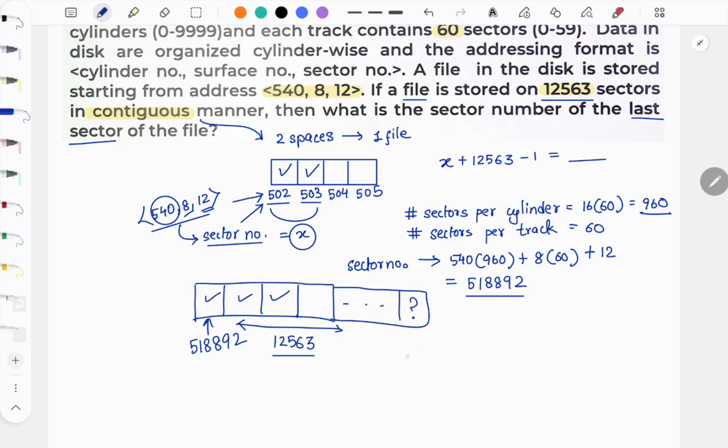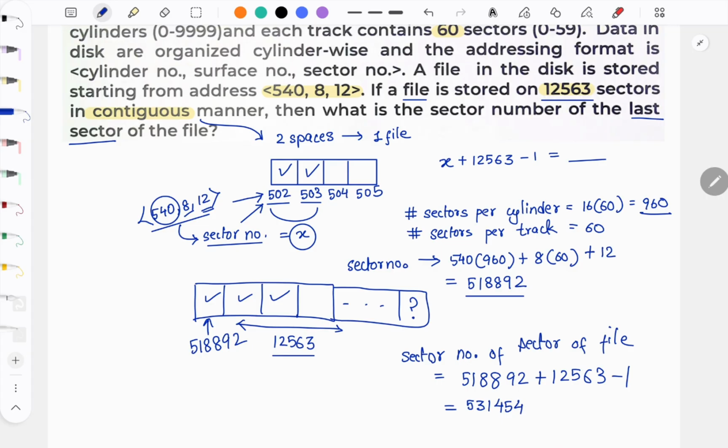So the sector number of the last sector of the file will be 518892 plus 12563 minus 1, which will be 531454. This is the ending sector number for this file.